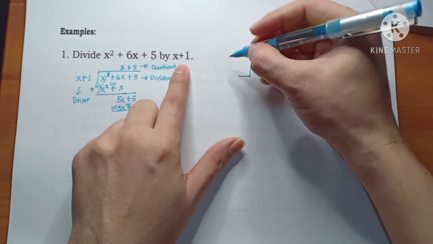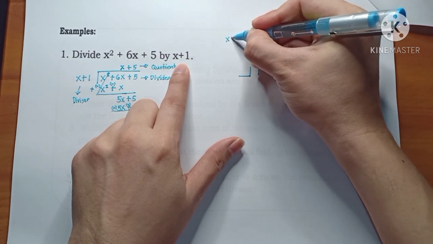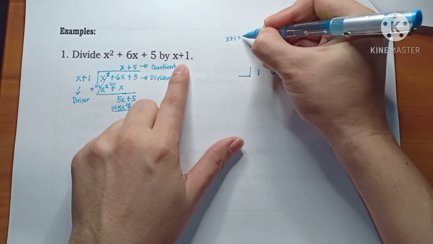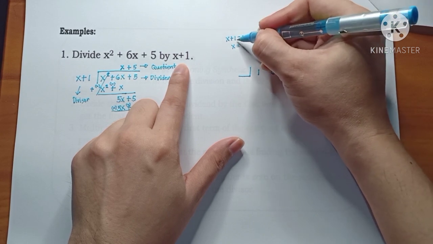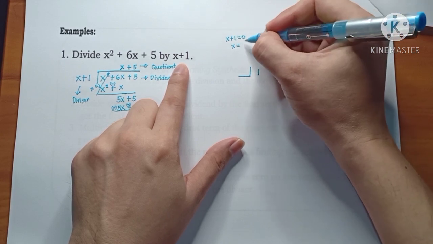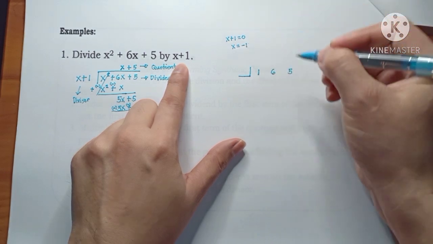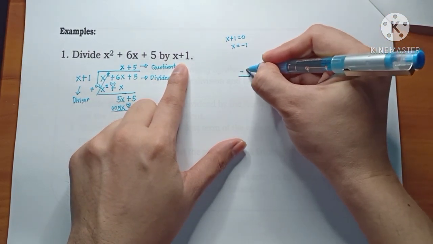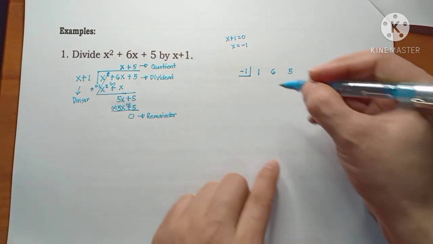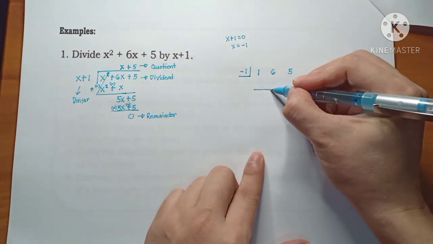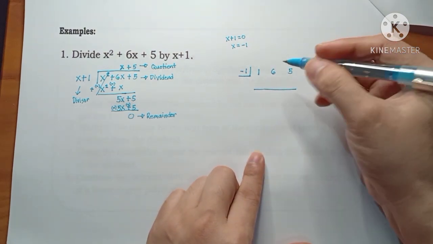And then, yung kanyang divisor, equate natin sa 0. So, x plus 1 is equal to 0. We have to get x, so subtract natin by 1 both sides. So, x is equal to negative 1. Kaya, ang ating ilalagay dito ay negative 1. Okay? So, yun lang ang pagkuha ng ating synthetic division. Na-proceed tayo, gawa natin ng line dito.